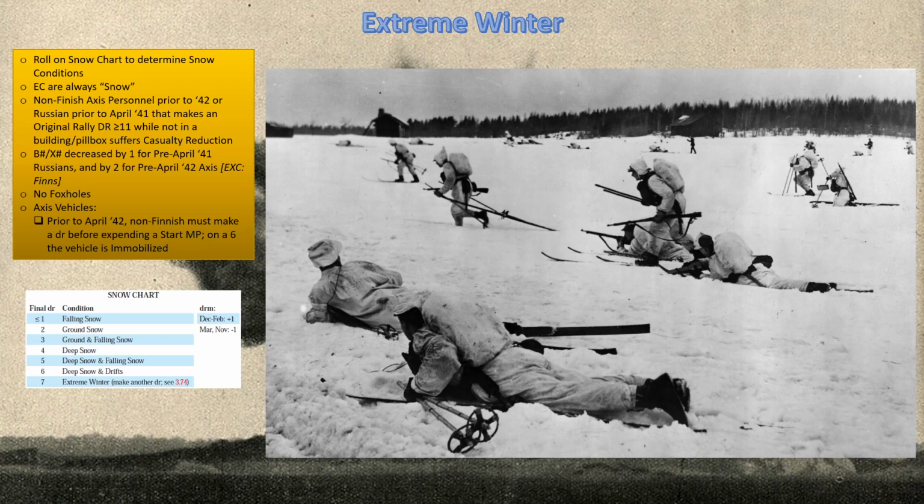And if you're non-Finnish Axis personnel prior to 42, or if you're Russian prior to April 41, any roll of 11 or more on a rally attempt will equal casualty reduction, much in the way that fate is done. So if you roll boxcars or an 11 in extreme weather and you fit those parameters, you're going to be suffering casualty reduction. All your breakdown numbers and disabled numbers are going to be decreased by 1 for pre-April 41 Russians and by 2 for pre-April 42 Axis. Again, the exceptions obviously are Finns.